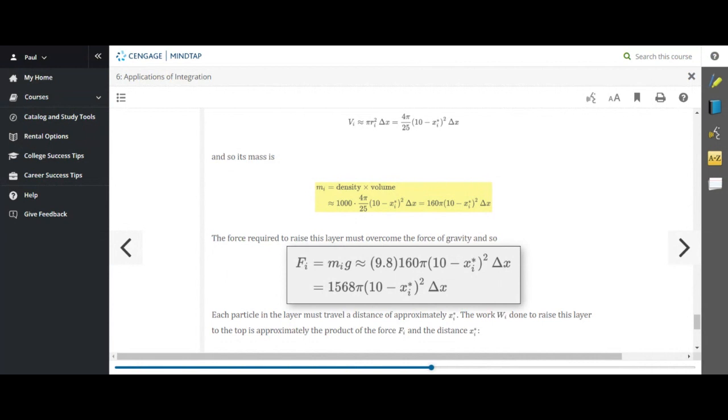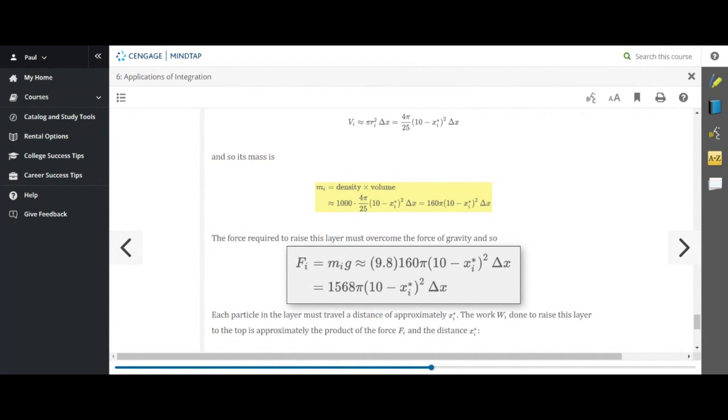Has anybody heard of 9.8 meters per second squared for acceleration due to gravity? Okay, Susanna recalls that, and Clea recalls that. Great. So now I'm going to find the force for the ith layer of water. And when I work that all out, I'm going to get 1,568 pi times the quantity 10 minus xi squared times delta x. That's the force for the ith layer of water.